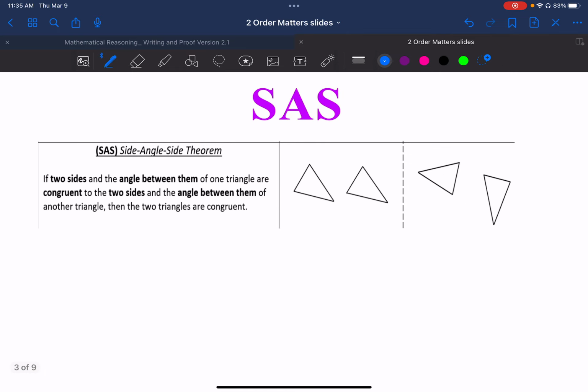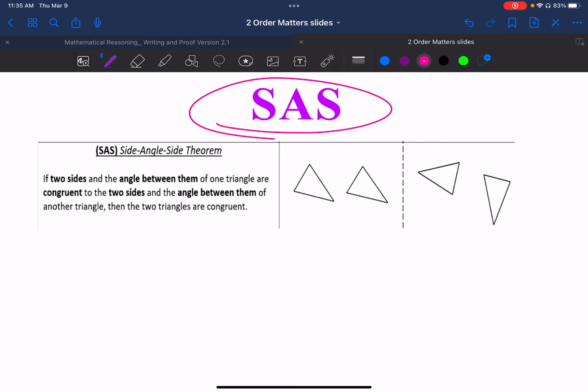Next up is SAS, which is my favorite for some reason. I don't know, this is just the one that I always default to. SAS says that if two sides and the angle between them are congruent to two sides and the angle between them of another triangle, then the two triangles are congruent.